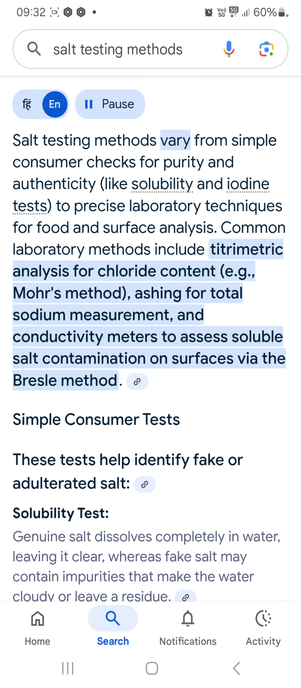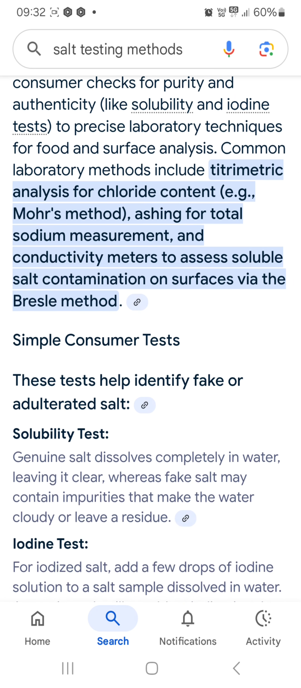Salt testing methods vary from simple consumer checks for purity and authenticity, like solubility and iodine tests, to precise laboratory techniques for food and surface analysis. Common laboratory methods include titrimetric analysis for chloride content, e.g., Mohr's method, ashing for total sodium measurement, and conductivity meters to assess soluble salt contamination on surfaces via the Bresle method.